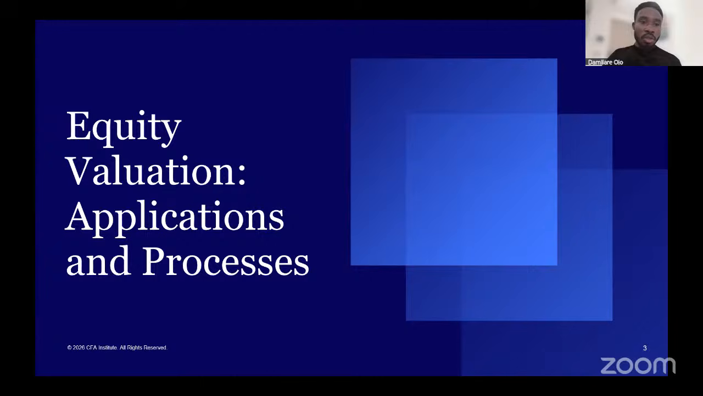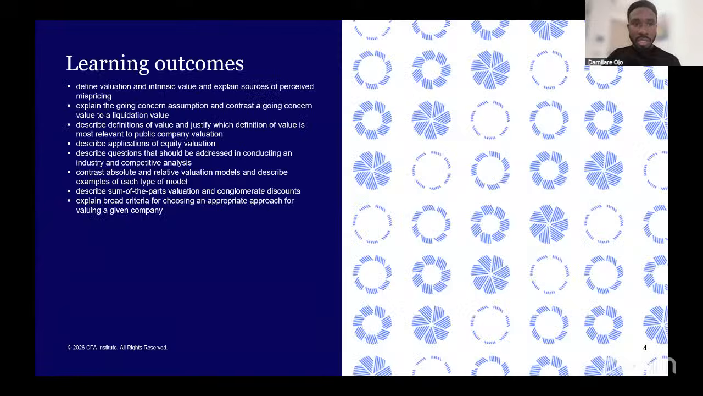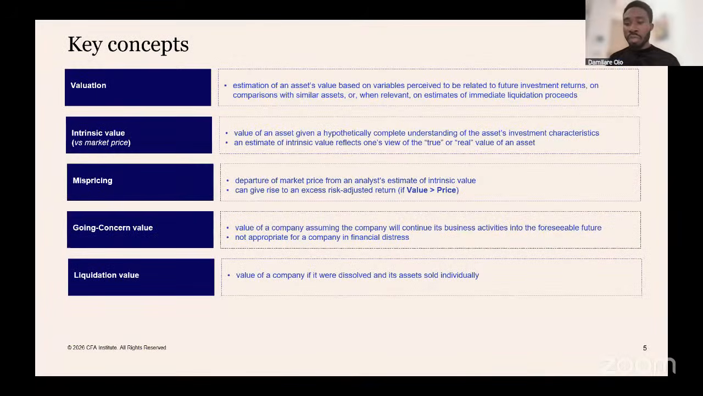Looking at the first topic, equity valuation applications and processes, there are a couple of learning outcomes that the curriculum wants us to have covered by the time you've read the topic. But of course, I'm not going to bore you with the learning outcomes. You can go back to that. I'm going to just start with the key concepts. The first one is valuation. This subject is called equity valuation, so we need to understand what valuation is and how that differs from market price.